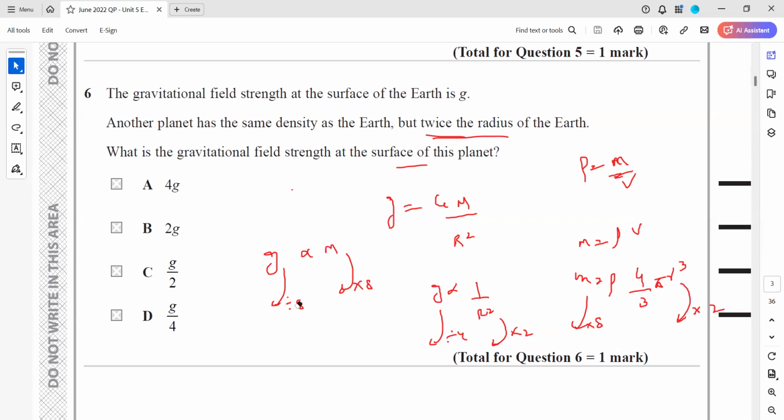Sorry, I wrote divide here, but it should be multiply. Here it is multiplied by 8 and divided by 4. So if the gravity is multiplied by 8 and divided by 4, the gravity will be twice. So B will be the right answer. Is it clear?